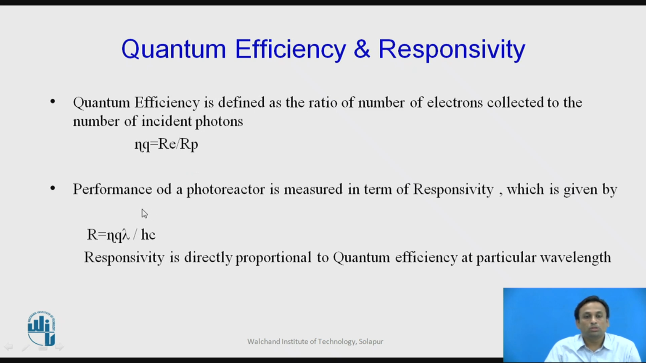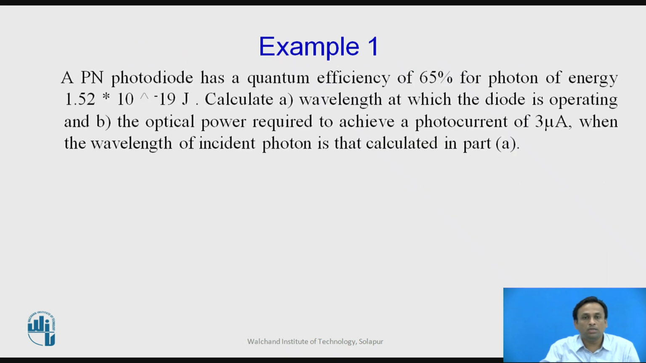The performance of a photodetector is measured in terms of responsivity, which is given by R equals ηqλ upon hc. Responsivity is directly proportional to the quantum efficiency at a particular wavelength. So the quantum efficiency and the responsivity are calculated now. To understand that, we will take one example and solve it.